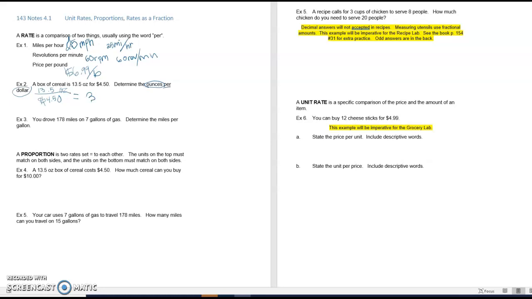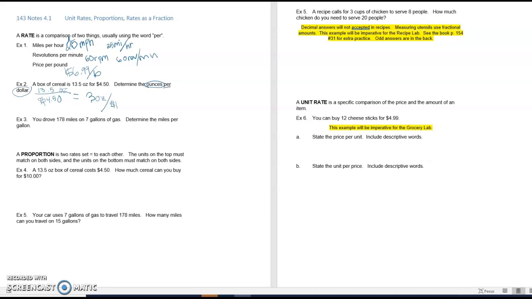And again, you have to follow the order that the words were given. 3 ounces, because that was the first word in our problem, per, put a slash, per dollar. So you would put dollars down here, and it's probably not a bad idea to put a $1. It's not necessary, but that would be your rate. 3 ounces per dollar is the rate of cereal.